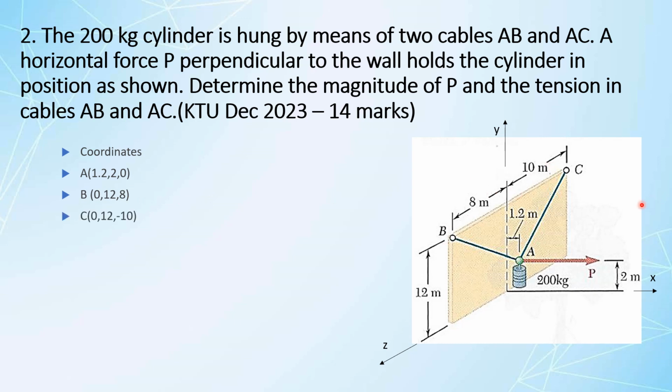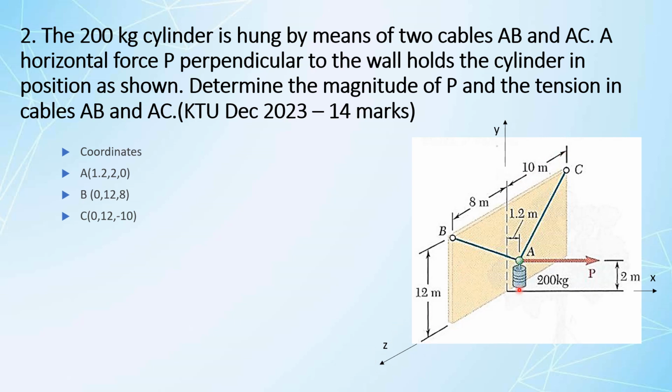Similarly for C also there is no distance marked parallel to the x-axis, but there is 12 meters marked parallel to the y-axis from the level of origin to reach the level of point C. So the y coordinate of C is 12, and from the level of origin, you have to move a distance of 10 meters in the opposite direction of positive z.